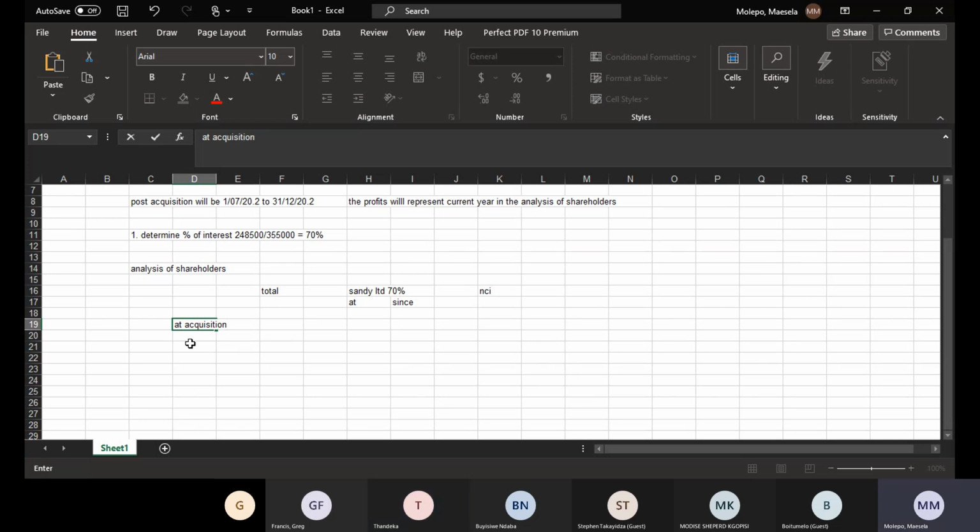Okay, no problem. Then at acquisition, we're going to have the share capital, as per our example. We were told that the share capital, ordinary shares of South Limited, was 355, if we can check on page 92. Then we put our 355 here. With the 70% interest, it's going to be 248. And then our NCI will be 106.